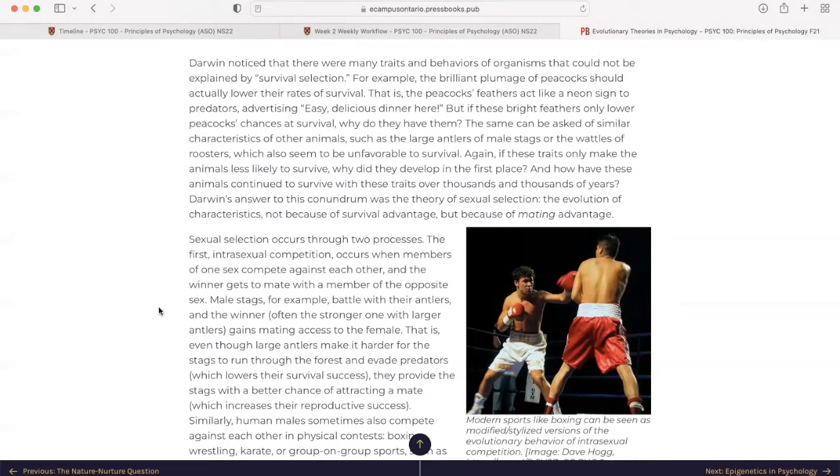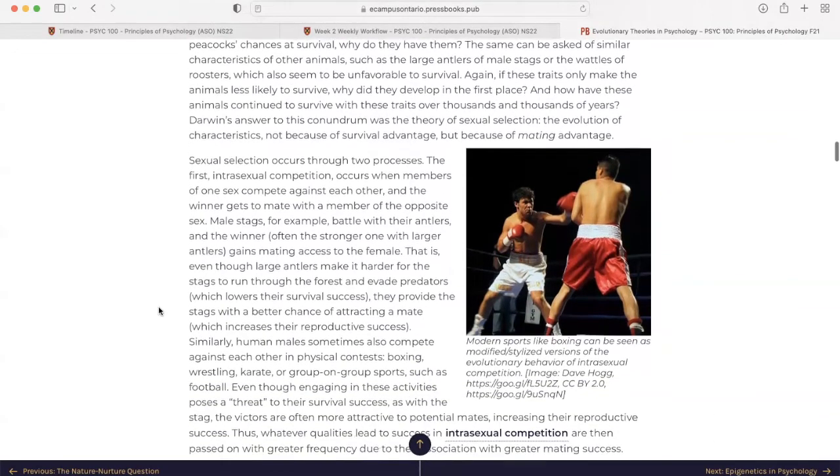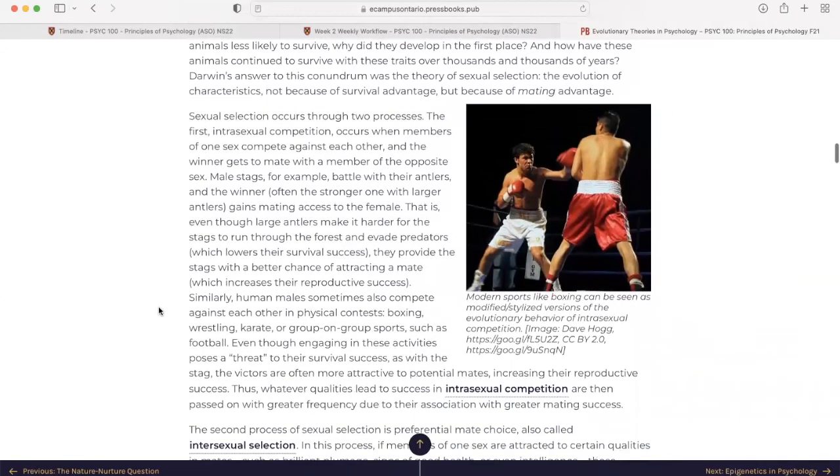Again, if these traits only make the animals less likely to survive, why did they develop in the first place? And how have these animals continued to survive with these traits over thousands and thousands of years? Darwin's answer to this conundrum was the theory of sexual selection, the evolution of characteristics, not because of survival advantage, but because of mating advantage.